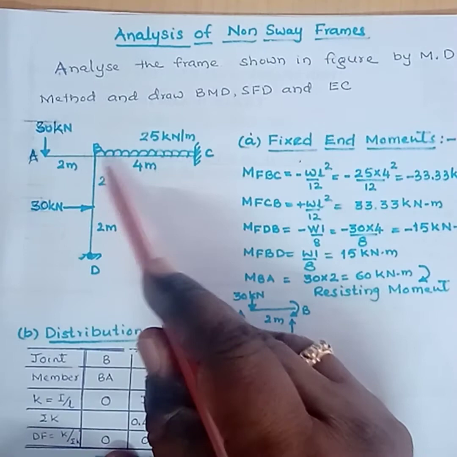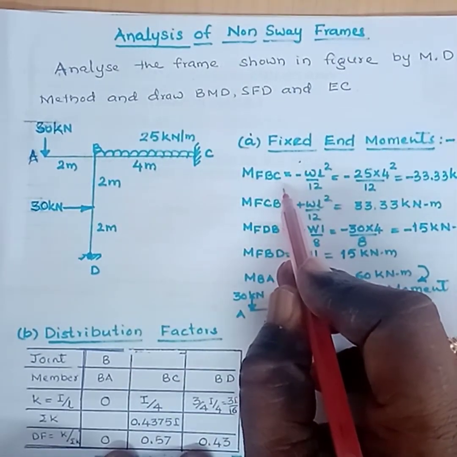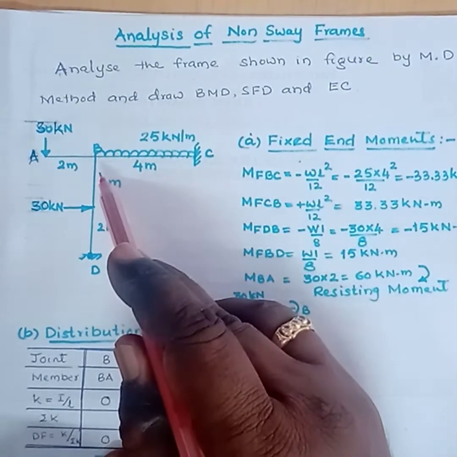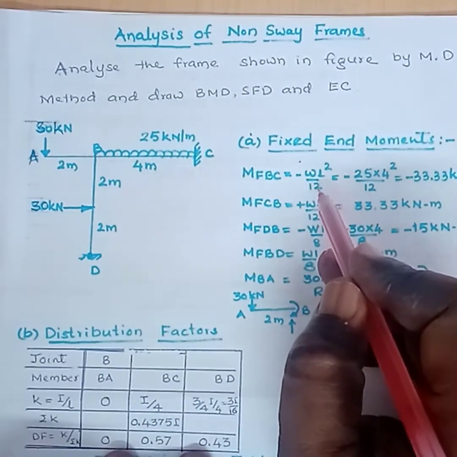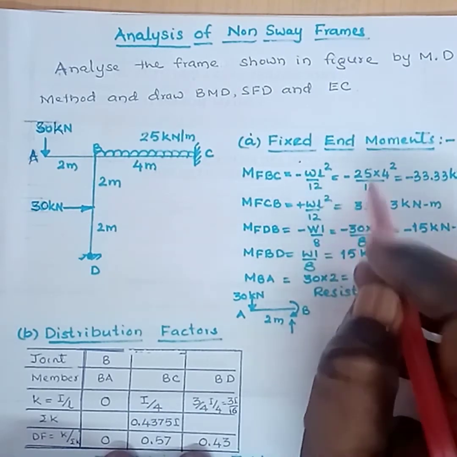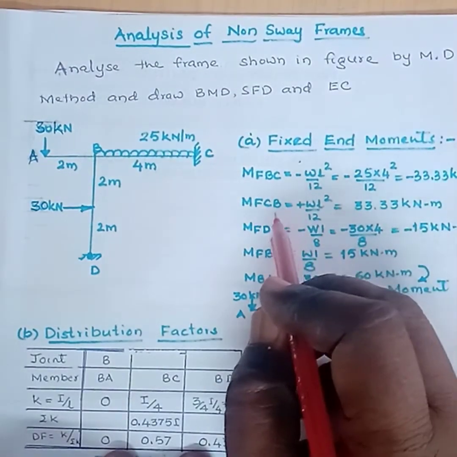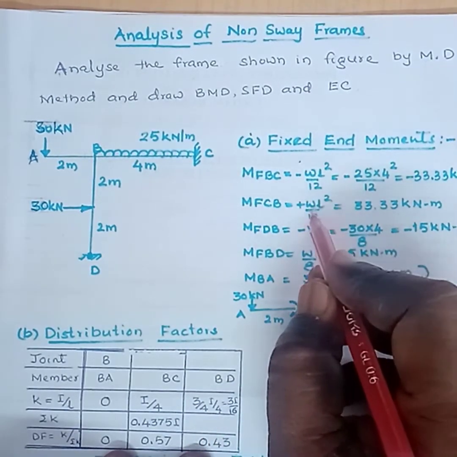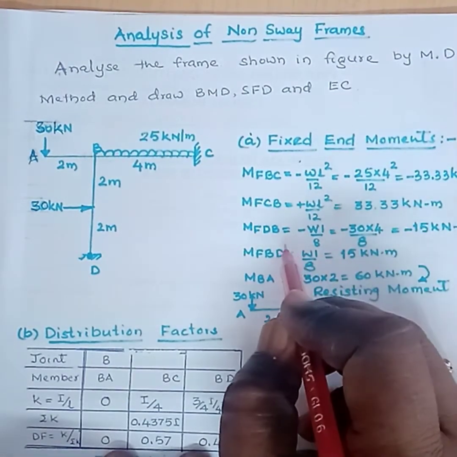Here B to C is one span, subjected to UDL of 25 kilonewton per meter. MFBC is anti-clockwise, hence minus WL square by 12, that is minus 33.33 kilonewton meter, not per meter. Then MFCB is clockwise, hence positive WL square by 12, that becomes 33.33 kilonewton meter.